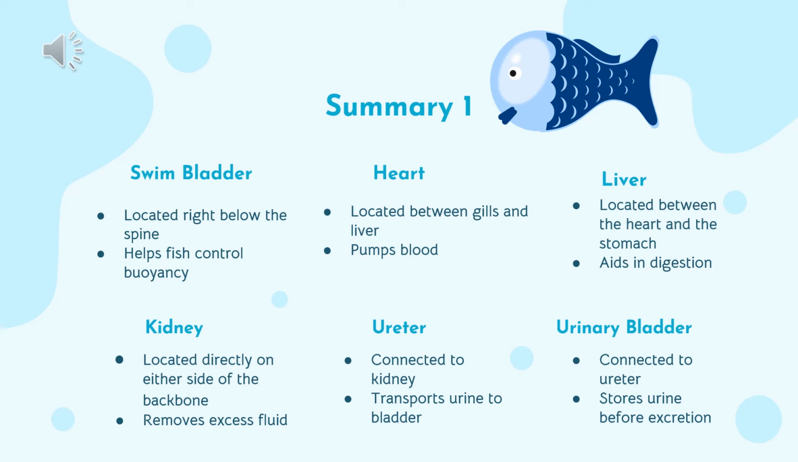The kidneys are located directly on either side of the spine, and remove excess fluid from the fish's body, or they help maintain fluid depending on what the fish needs. The ureters are connected to the kidneys and the urinary bladder, and they transport the urine from the kidneys to the bladder. The urinary bladder is connected to the ureter, and it is located towards the back fin of the fish, not the tail, and it holds the urine before excretion.